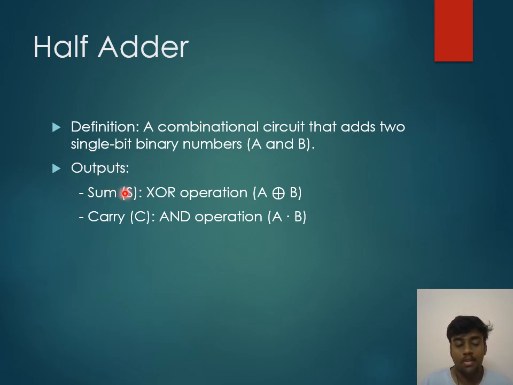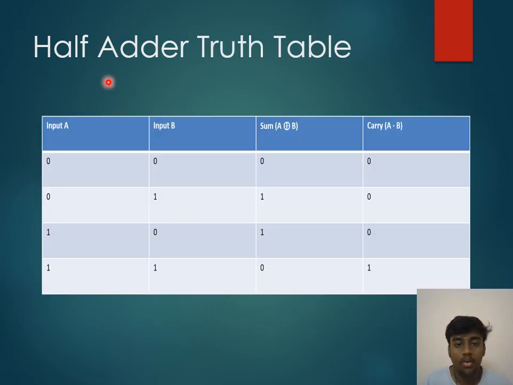The outputs of this half adder would be sum, which would be XOR of A and B. For carry, you get the AND operation between A and B. We'll discuss it in detail in the next slide. The truth table for half adder, I'll explain this in detail. Inputs A and B are given to the half adder.